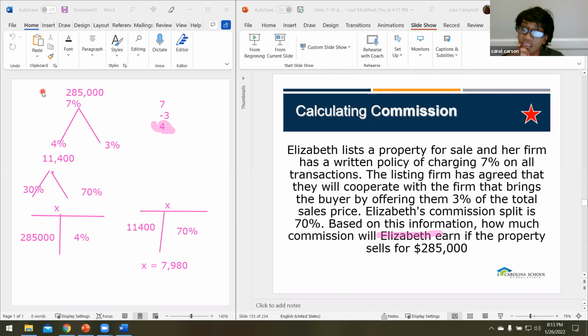So that 30%, where did that 30% come into play? Because if Elizabeth's getting 70, then the firm is going to get 30. That's 100%. That's their split, right? So of the listing side, Elizabeth gets 70% and the firm gets 30. 70 and 30 is going to total the 11,400. Does that answer it? Yes.